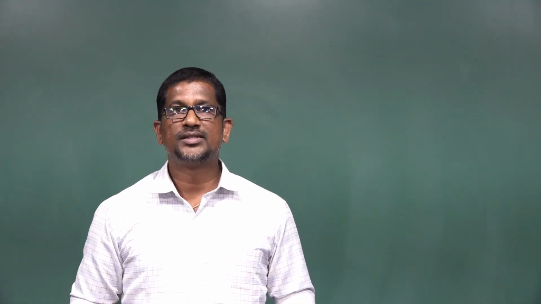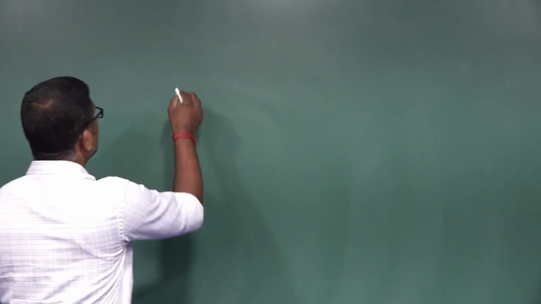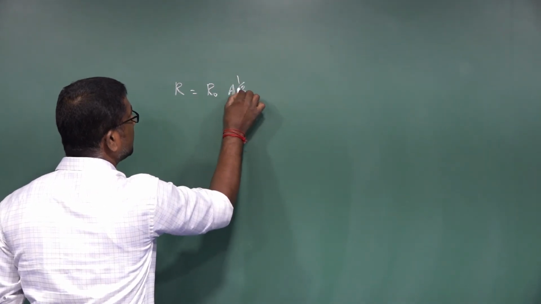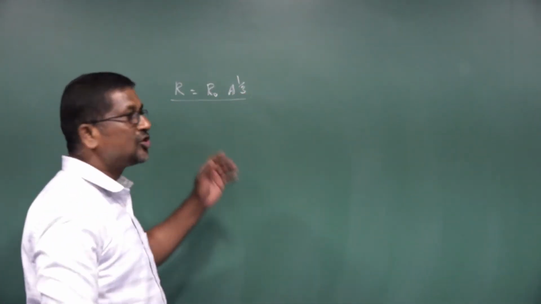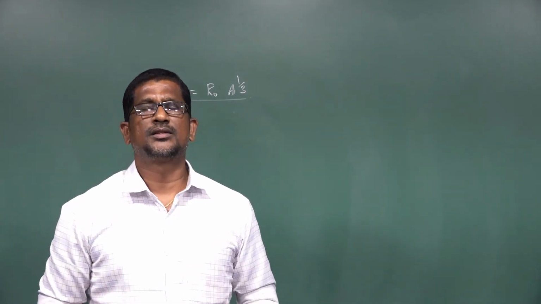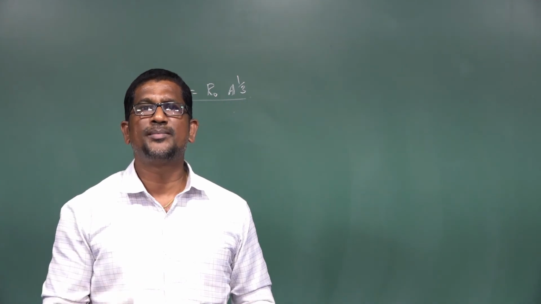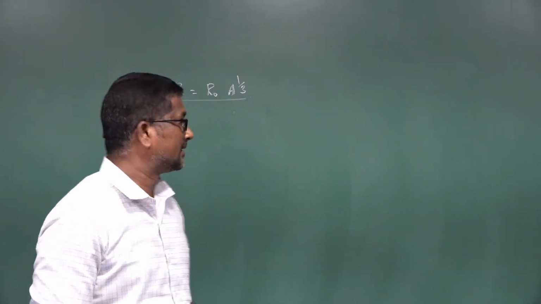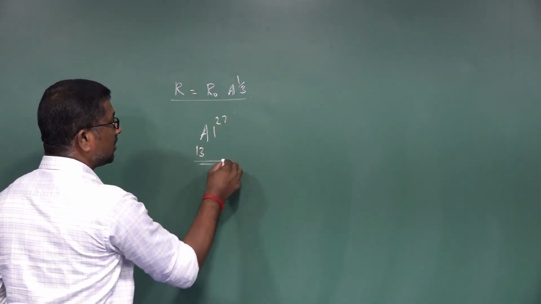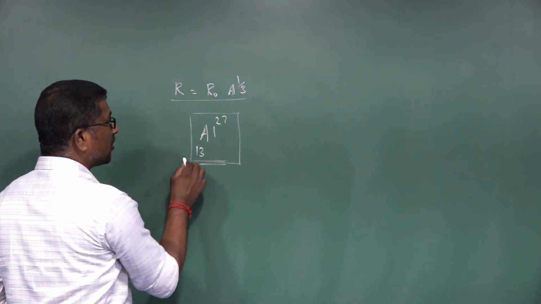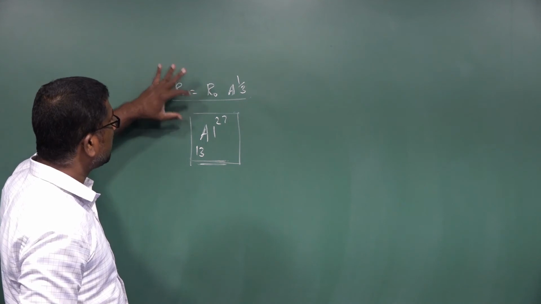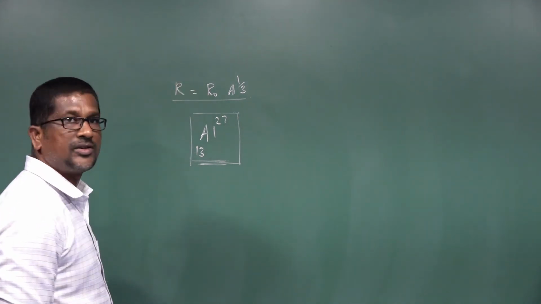The radius of the nucleus is given by the formula R is equal to r0 into A power 1 by 3. Based on this formula, one simple problem is there. That is, calculate the radius of aluminum 13-27 nucleus. Now we need to calculate the radius of the aluminum 13-27 nucleus. By using this formula, we can calculate it.